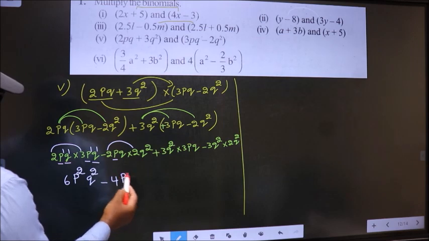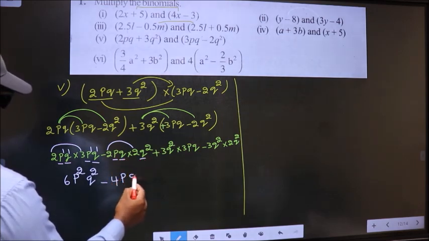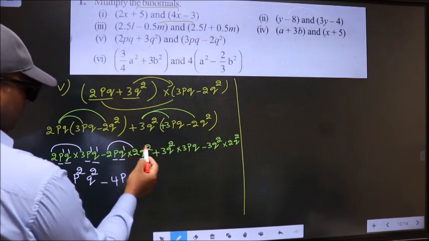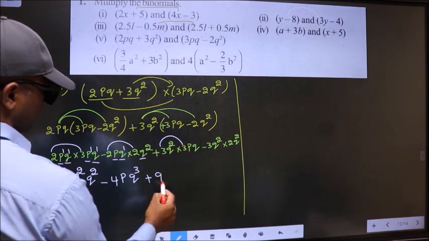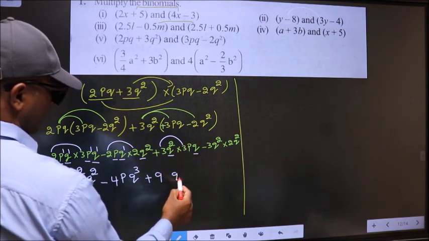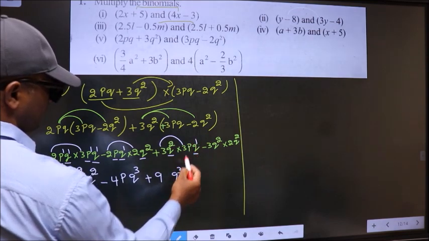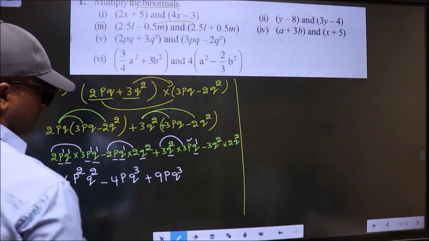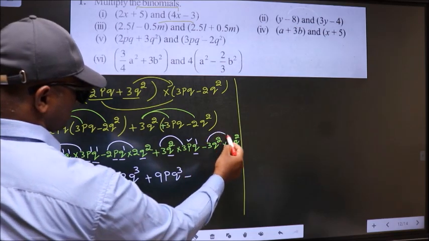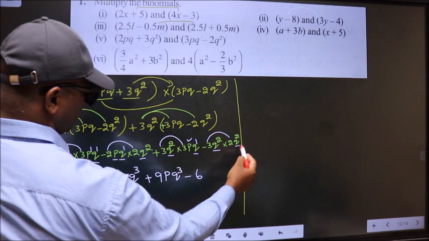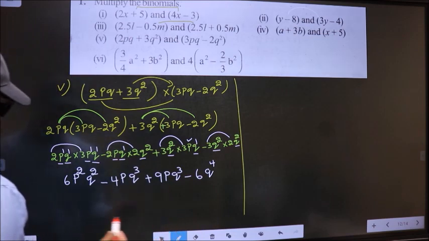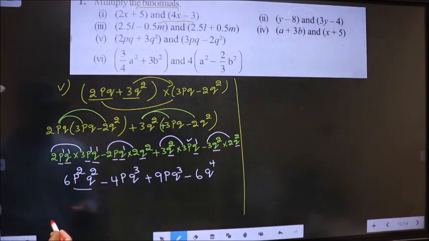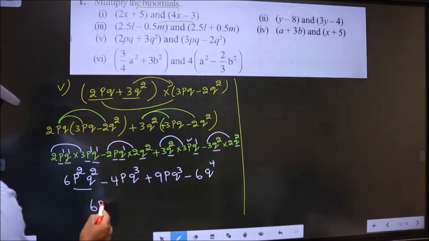P is only once, so write here. Now Q into Q, you write and add the powers 1 plus 2, 3, plus the numbers 3 into 3, 9. Q, so Q, add the powers 2 plus 1, 3. P appeared only once, so write P, minus the numbers 3 into 2, 6. Q, so write Q, add the powers 2 plus 2, 4. Next, here we have P square Q square. Do we have P square Q square term anywhere else? No, so you write as it is.